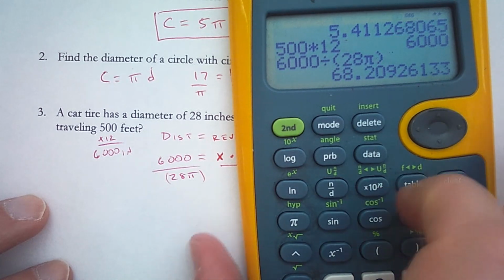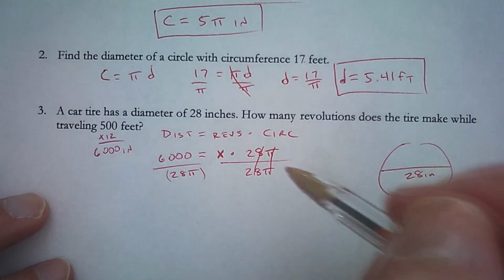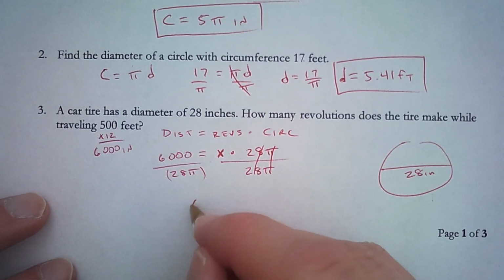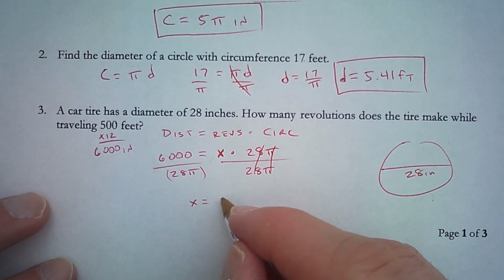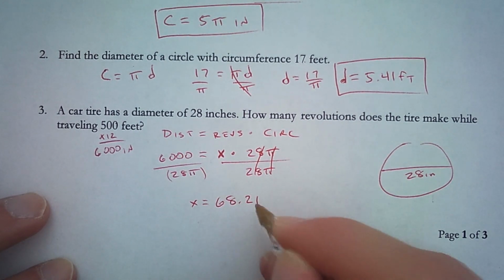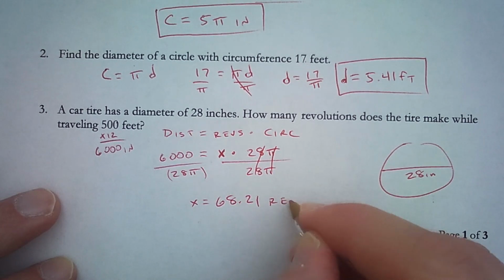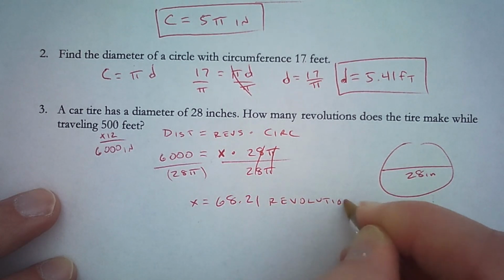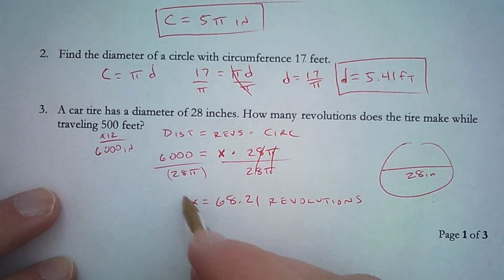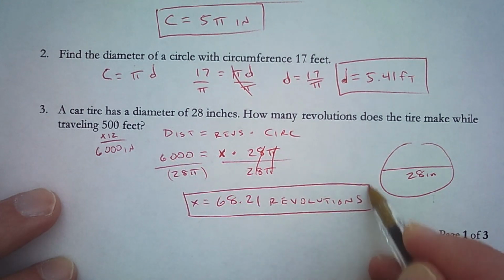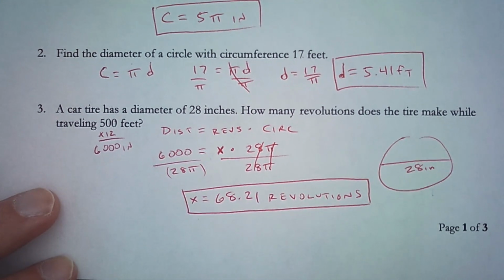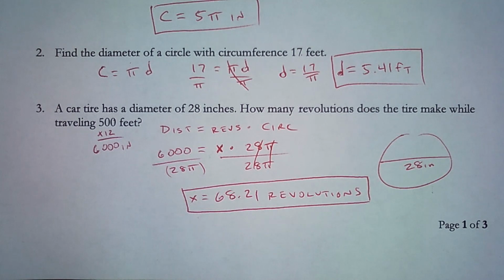And it's 68.21. So to go 6,000 inches or 500 feet, it takes 68.21 revolutions. So the tire has to go around 68.21 times when that car travels 500 feet.